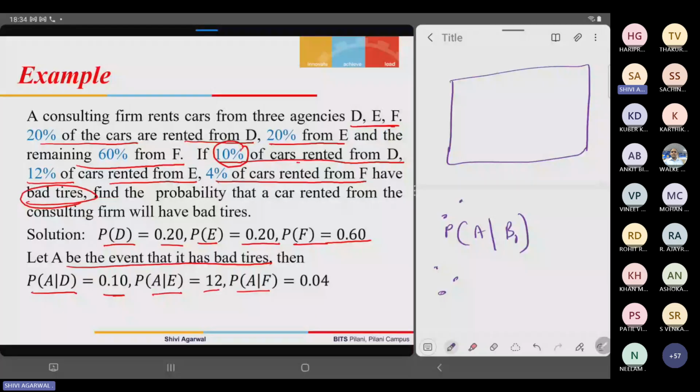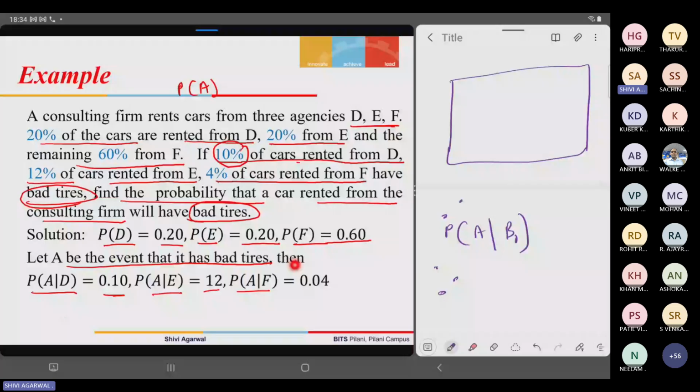Now what do we have to find out? Find the probability that a car rented from the consulting firm will have a bad tire. That is the probability of A. Because D, E, F are mutually exclusive and exhaustive events, we can use the total probability law, and directly by the total probability law we can find the probability of A.